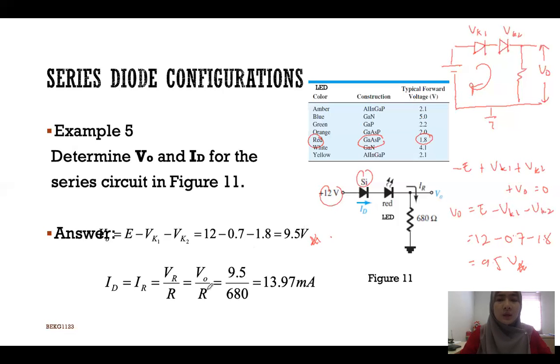And you can calculate the ID. So ID is equal to IR. The current across D is the current across R. So IR is VR over R. VR is the same as V naught. So you will get ID equals 13.97 milliampere.